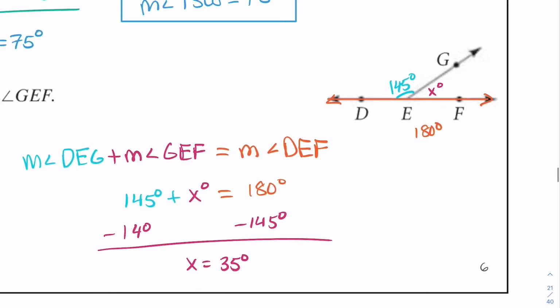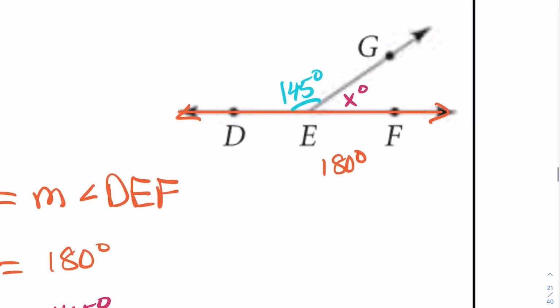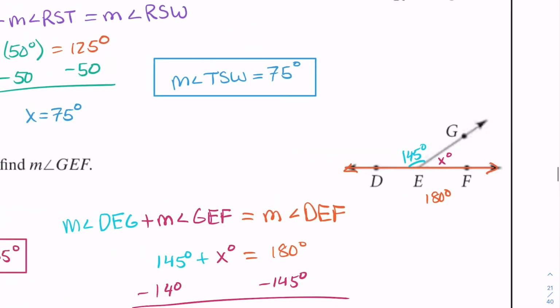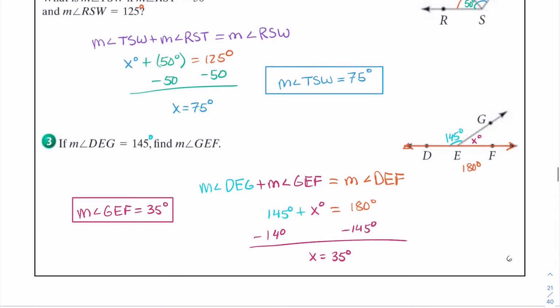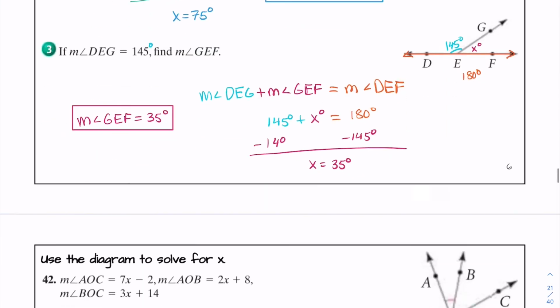There we are. Again, you probably said, Mr. A, the only value that could be is 35. So if I just put in 35, it'll equal 180, and that's fine. But what happens when we have variables representing the whole angle DEF? Then it could get much more complicated, and we're going to have to set up our equation using the angle addition postulate. Okay?